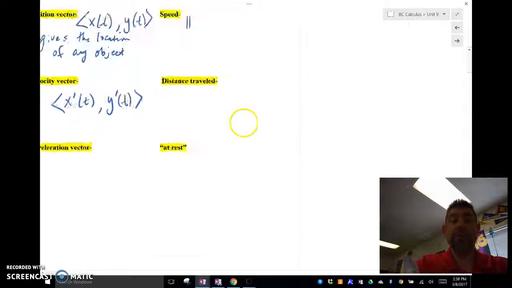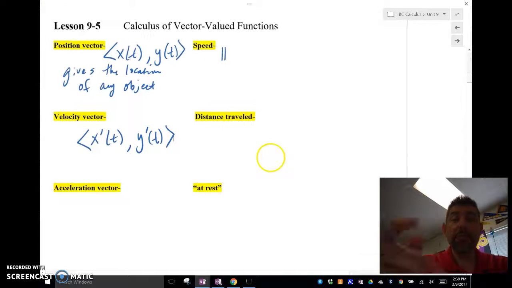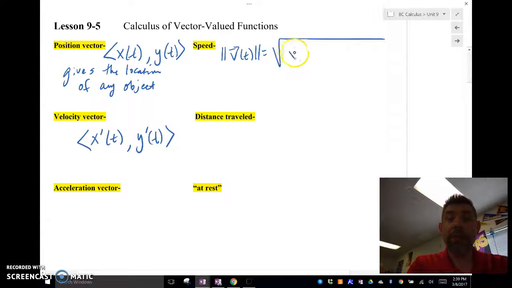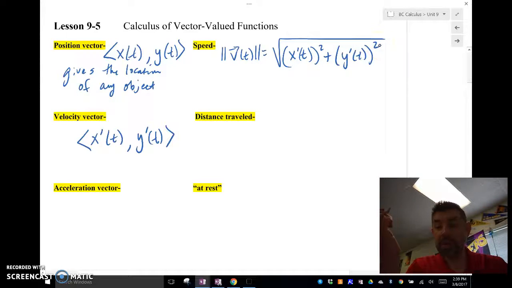So the magnitude of the velocity vector, and I'm going to put that in terms of t, is going to be the square root of the derivative of the x component squared plus the derivative of the y component squared. It's pretty easy, right? That should hopefully make sense.